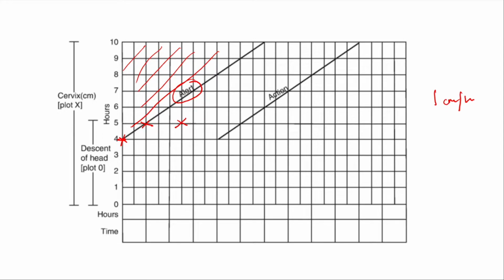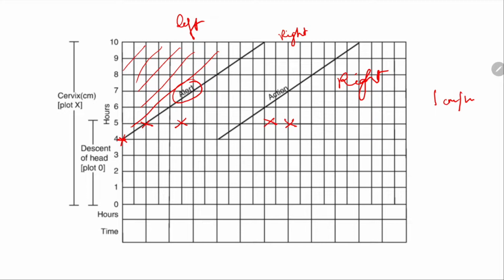If the plotting crosses the action line, that means definitely she requires some urgent intervention, or she needs to be evaluated as to why the labor is not progressing normally. So remember, normal labor is to the left of the alert line. Once you go to the right of the alert line, the lady needs to be on constant monitoring and you might have to intervene. Once it goes to the right of the action line, that means there is danger. So we definitely need to intervene.